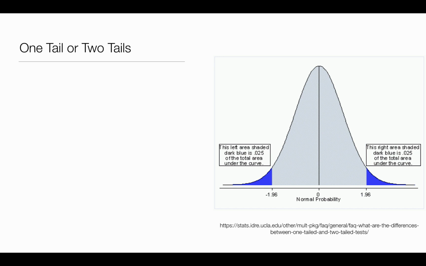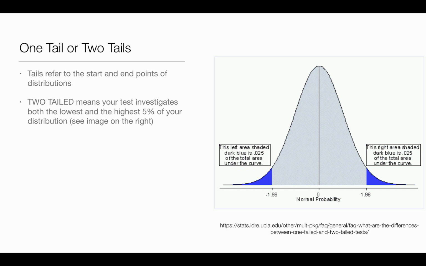There's something else you need to know, which is one or two tails. Now, you can do a one-tailed t-test or a two-tailed t-test. So tails refer to the start and end point of distributions. So a two-tailed investigation means that you consider both the lowest and the highest part of the distribution. If you look at the picture on the right, you'll see these areas are shaded in. I got this off a website. Actually, there's a link there if you are interested. So I'm not claiming this is my own creation, under fair use.